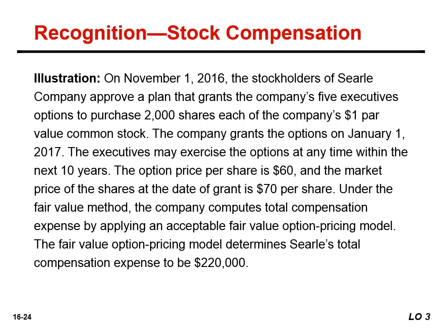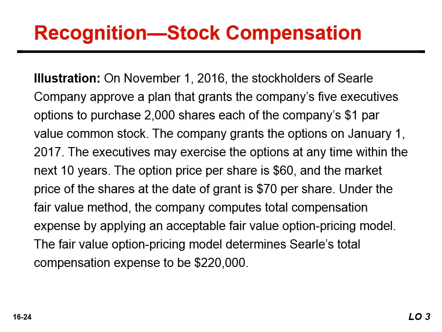So November the 1st of 16, the stockholders of Serial Company approve a plan that grants the company's 5 executives, so the big head honchos, the options to purchase 2,000 shares each. So 5 executives, 2,000 shares apiece, total of 10,000 shares of the company's $1 par value common stock. The options are granted on January 1 of 17, and they can exercise the options at any time within the next 10 years. The option price per share is $60, and the market price of the shares when they are granted is $70 per share.